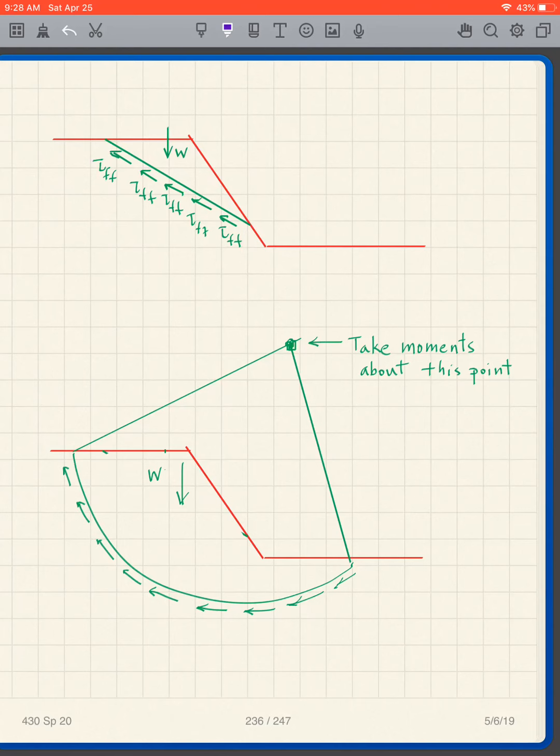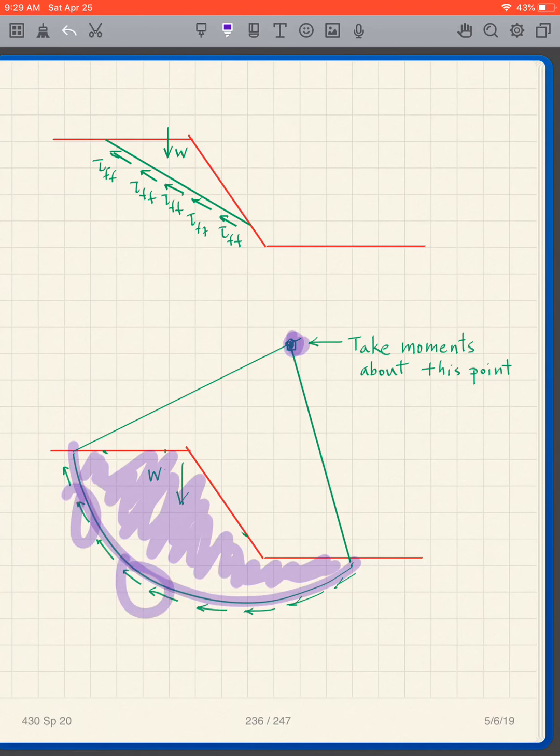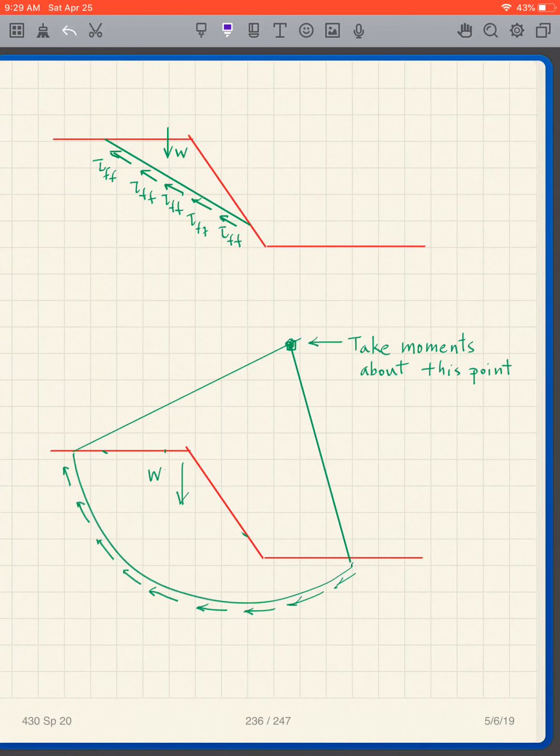Another potential failure plane is circular. Here, we take moments about this point. I have the weight of this mass. I take moments about this point, and I have to figure out my soil shear strengths. That's another type of analysis that we have to do for a potential landslide.